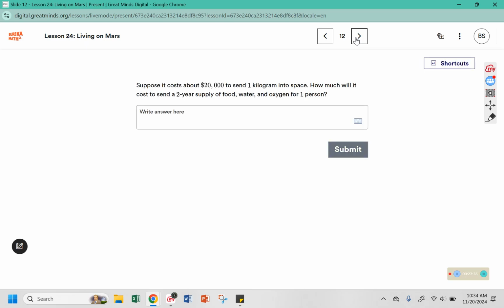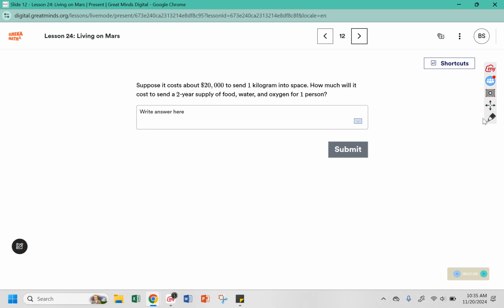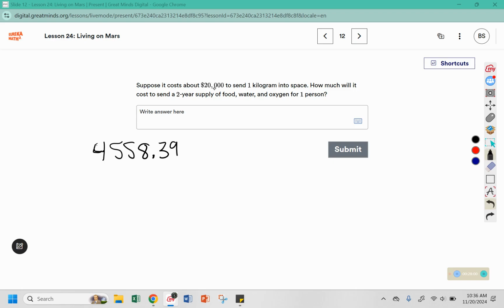Suppose it costs about 20,000 to send 1 kilogram into space. How much will it cost to send a 2-year supply of food, water, and oxygen for 1 person? Okay, so we had on this last slide 4,558.39 kilograms, and we are multiplying it by 20,000. Instead of multiplying by 20,000, because it's just going to be a bunch of rows of 0, I'm going to multiply by 2, and then I'm going to move my decimal 1, 2, 3, 4 extra places at the end.